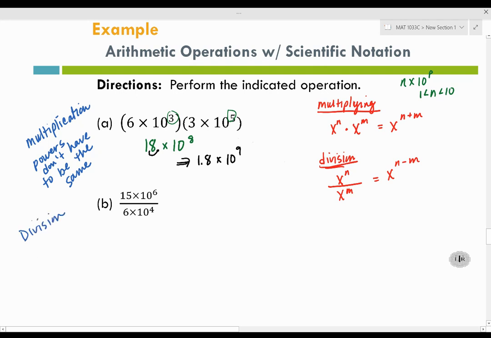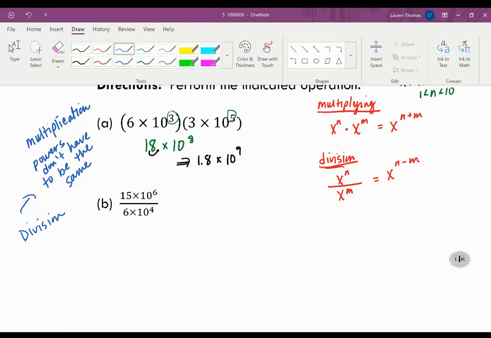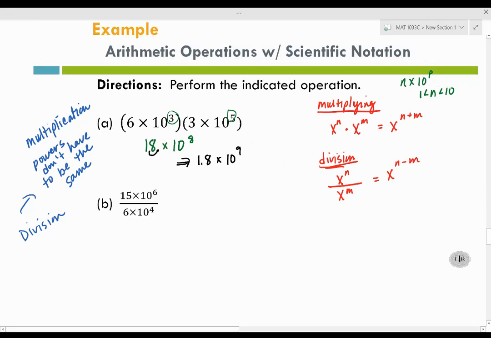All right, so for the same thing with division, you don't care if the powers are not the same. You're going to use the laws of exponents to fix your answer. So the first thing we're going to do is divide their number parts. So we have 15 over 6. 15 over 6 reduces to 3 over 2, which as a decimal would be 1.5. And then because you're doing division, you're going to subtract their powers. You're going to use your laws of exponents. So 6 minus 4 is 2. So times 10 to the second power.